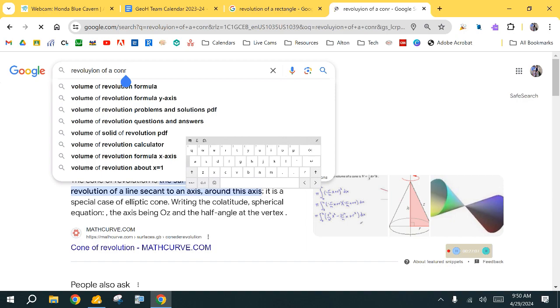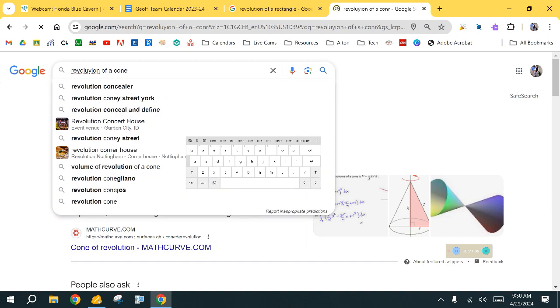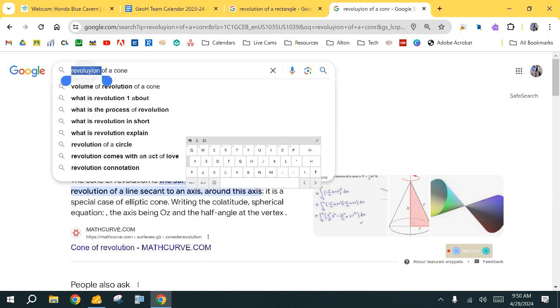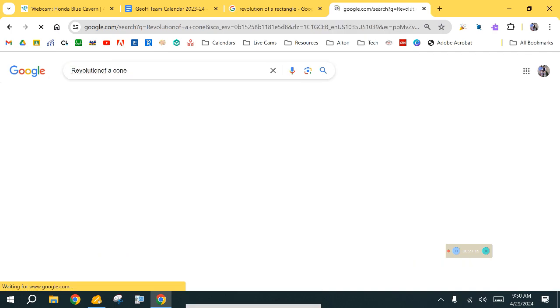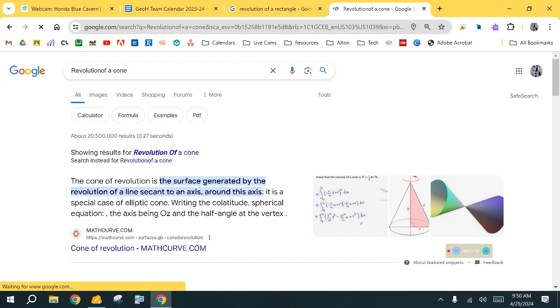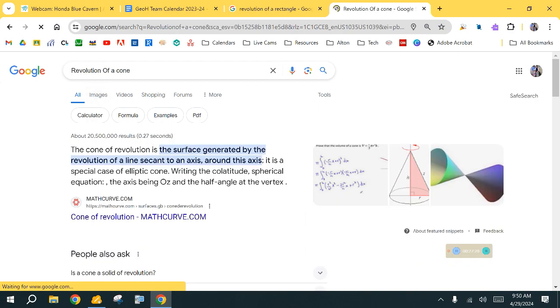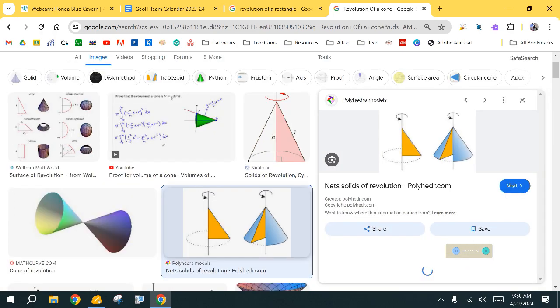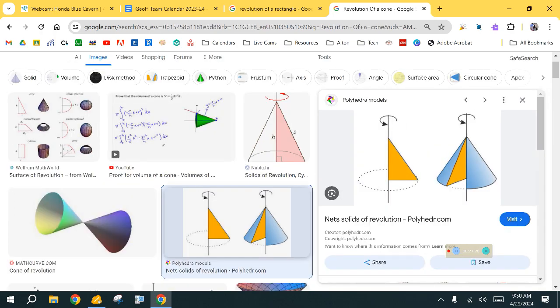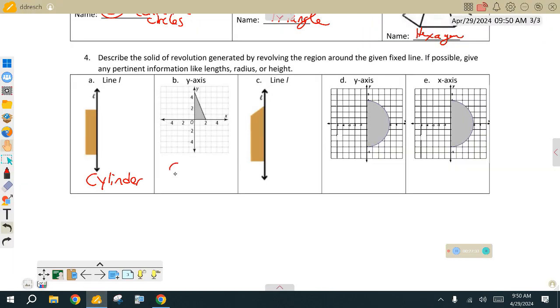Did it catch it? It did not catch it. Did it catch it yet? There it goes. Okay. Revolution of a cone, or sorry, triangle to create a cone, like you said. Okay. So a triangle is going to typically create us a cone.